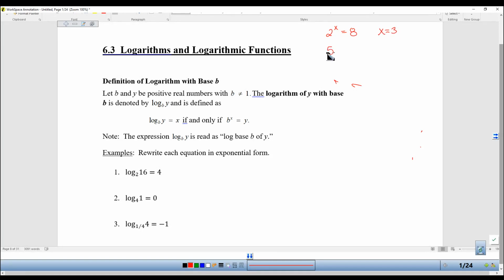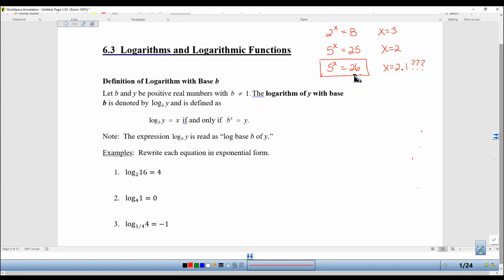Or what if I said 5 to the x is equal to 25? You might say, hopefully, x is equal to 2. But what if I said 5 to the x is equal to 26? Now, see, that's not going to be a perfect number. We know 5 squared is 25. 5 to the third is all the way up to 125. So you might guess and say, well, it's got to be pretty close to 2, maybe 2.1, but you wouldn't really know for sure. Logarithms are a way of solving these equations.